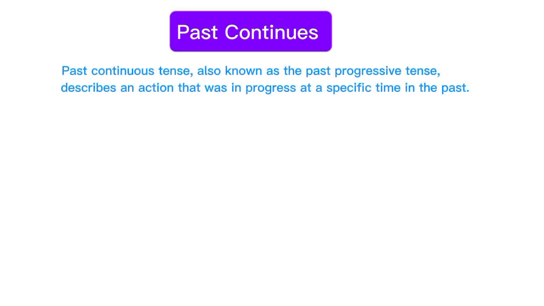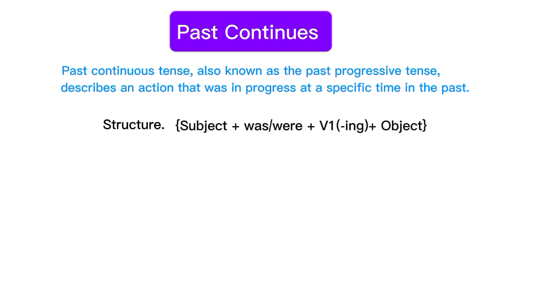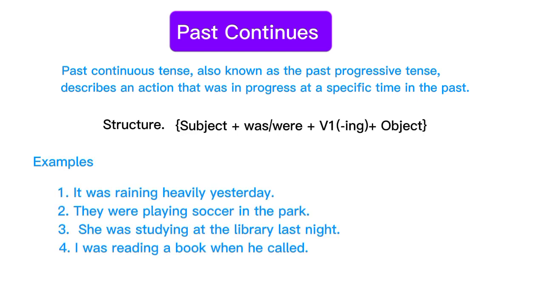Past continuous. Past continuous tense, also known as the past progressive tense, describes an action that was in progress at a specific time in the past. The structure is subject plus was or were plus V1-ing plus object. For examples, it was raining heavily yesterday. They were playing soccer in the park.